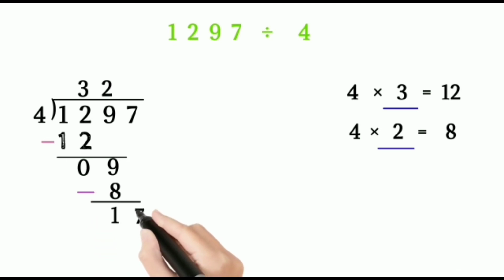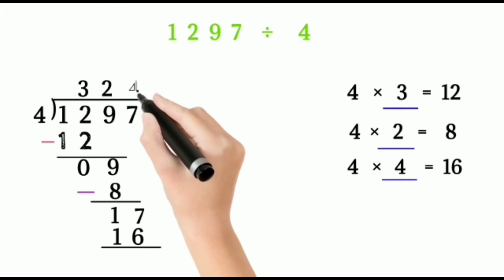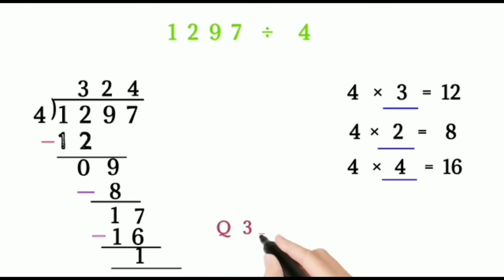The last digit of the dividend is 7. Bring down 7, then our new dividend is 17. How many 4s can we take from 17? 4 fours are 16. Write 4 in the quotient and 16 below the 17. Then subtract. 17 minus 16 is 1. The quotient is 324 and the remainder is 1.